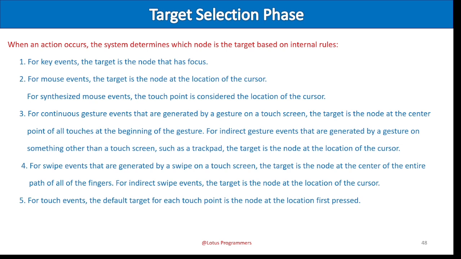That means for key events it is the focus, for mouse events it is the location of the cursor, for touch gesture events it is the center of all touches at the beginning of the gesture. For a swipe event, it is the center of the entire path of all fingers. For a touch event, it is the first location where it is pressed. This is the way the target selection is identified.